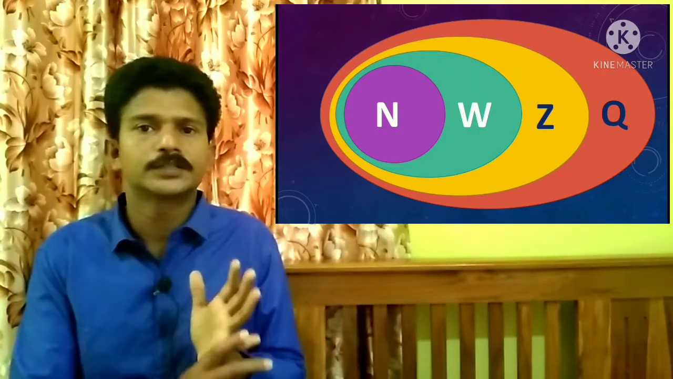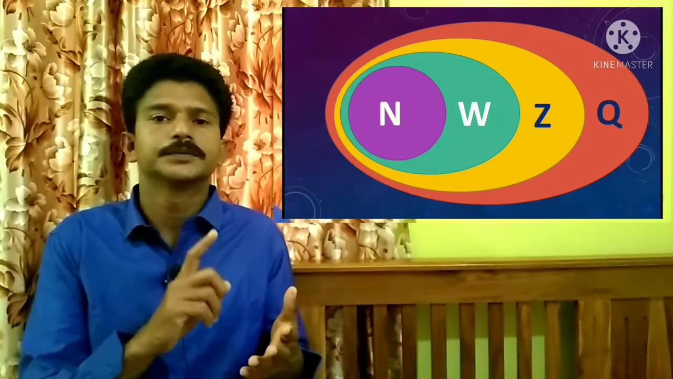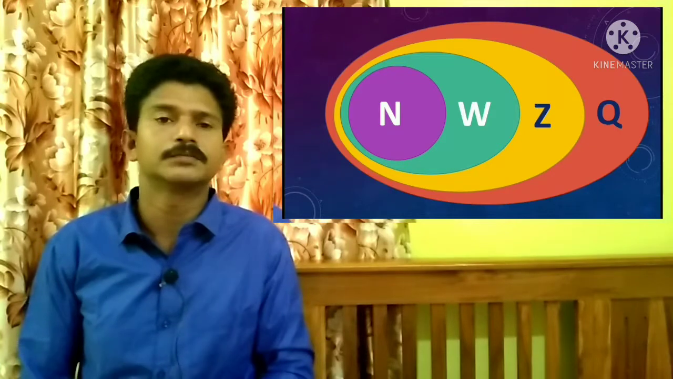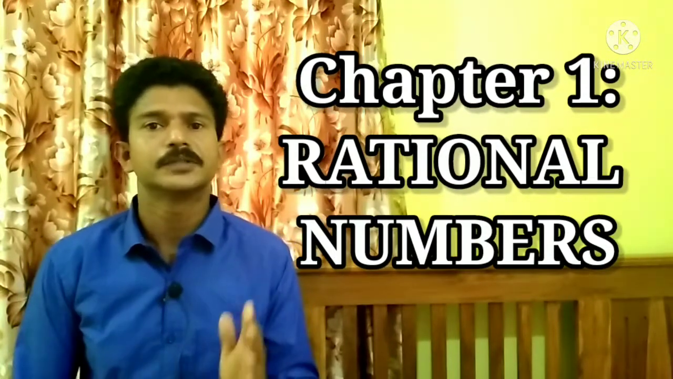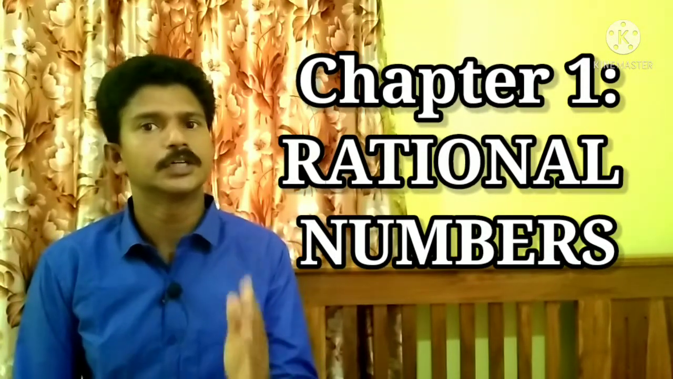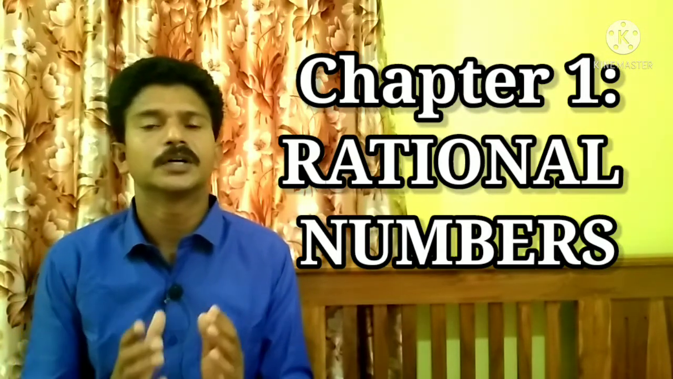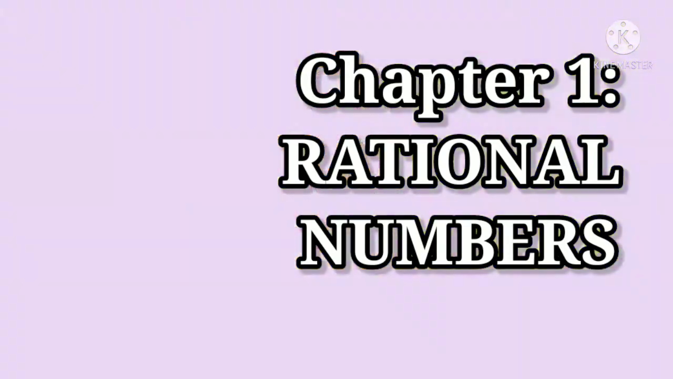So from this we can understand that the rational numbers contain integers, whole numbers, and natural numbers. Together, all this collection we call rational numbers. So we are learning about rational numbers. Our chapter name is rational numbers. You have learned the chapter about rational numbers in 7th standard. You have learned how to add, subtract, multiply, and divide rational numbers.